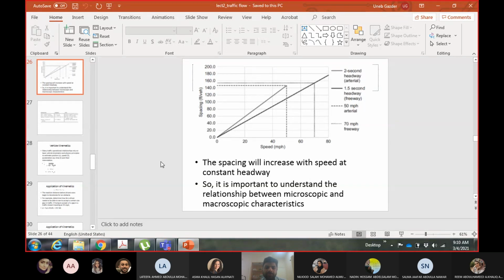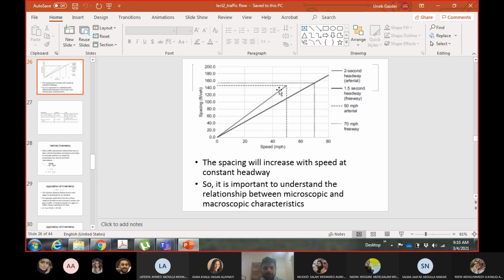Then we discussed the relationship between spacing and headway. If you know headway and speed, then you can calculate spacing by multiplying them. And vice versa, if you know spacing and headway, then you can calculate speed, and so forth. Then I showed you this graph where I tried to explain some trends.